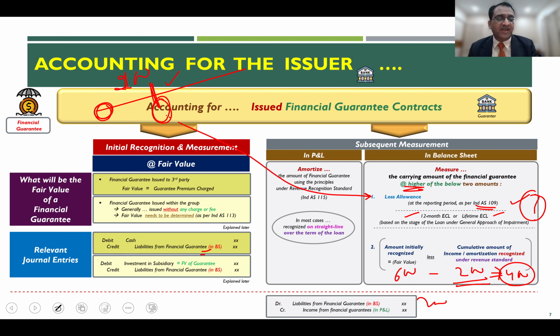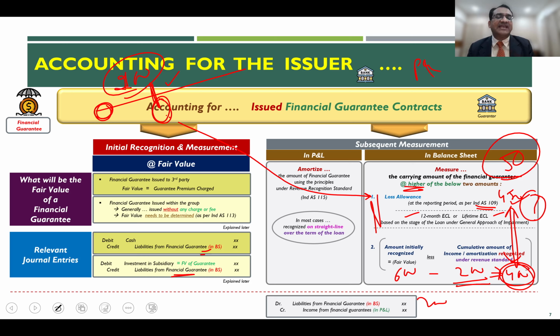Therefore, if the carrying amount of 400 happens to be lower, let us say the expected loss allowance is 450 at the end of year number 1, then apart from recording this revenue, they will also need to record what is called the impairment loss, because to the extent of 50, your liability carrying amount is lower than what it should be. And therefore, you need to record one more entry, debiting P&L by 50 rupees by way of impairment and increasing your liability by 50 rupees.